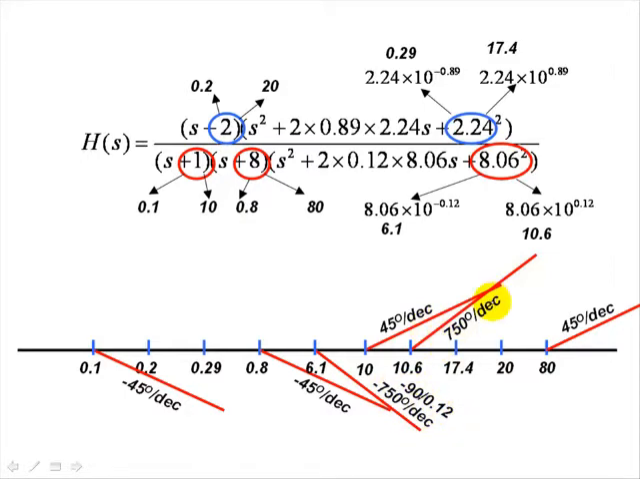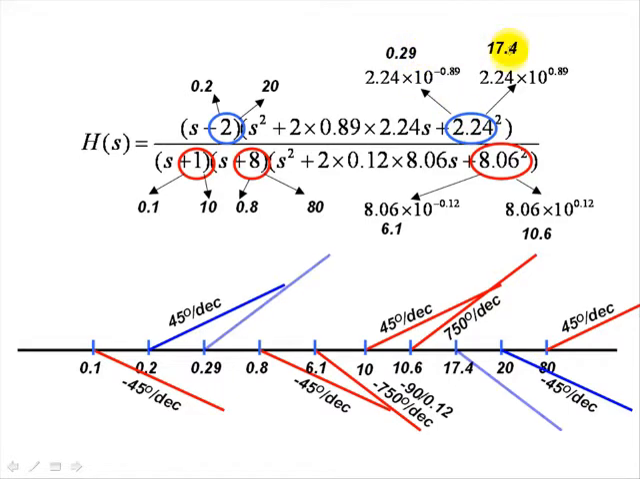For the 0 at 2, slopes at 0.2 ascending, it is a 0, and at 20, descending at 45 degrees per decade. For the complex pair at omega naught, 2.24, slope at 0.29 ascending because these are zeros, and descending at 17.4. The slope is 90 divided by 0.89, that is 101 degrees per decade. We are ready to get the plot going.